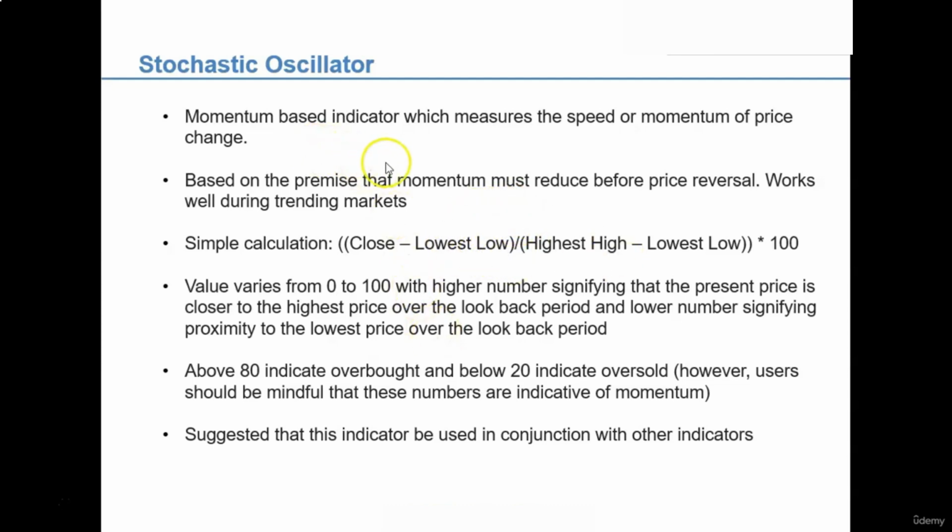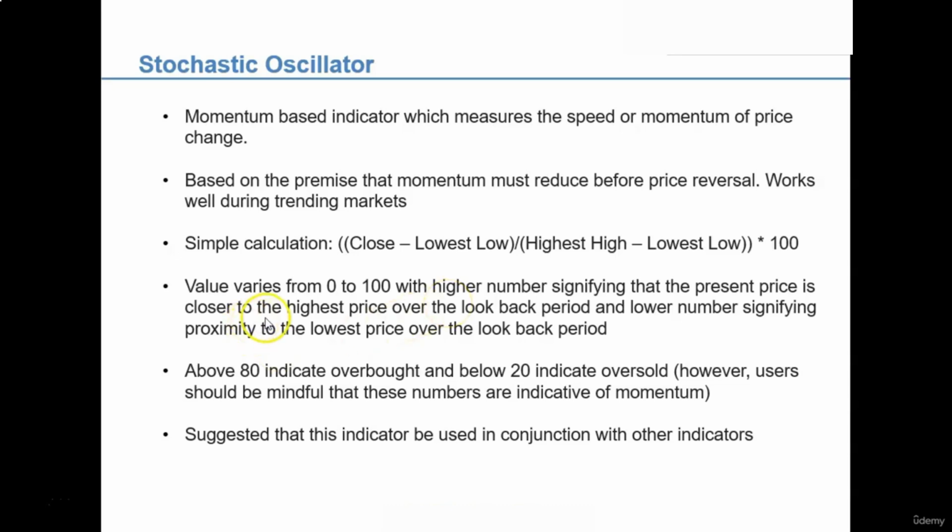The value of the stochastic oscillator ranges between 0 to 100. A value closer to 100 would signify that the present price is closest to the highest price that the stock had over a given time period. And a value closer to 0 would signify that the price right now is closer to the lowest low, or the valley that the stock price experienced over the look back period. That's not that difficult to interpret.